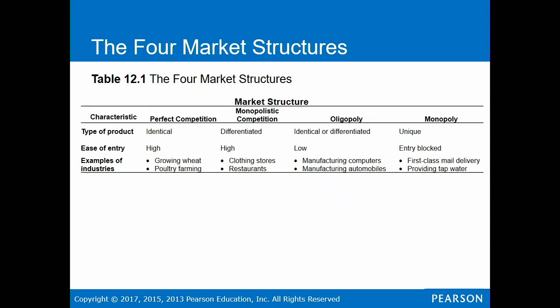Another example they give is providing tap water. So in this case, there's what they call a natural monopoly, where you just can't have multiple water authorities within a city. Building all the infrastructure and things like that is too expensive and too difficult. So we end up with a monopoly just naturally occurring.